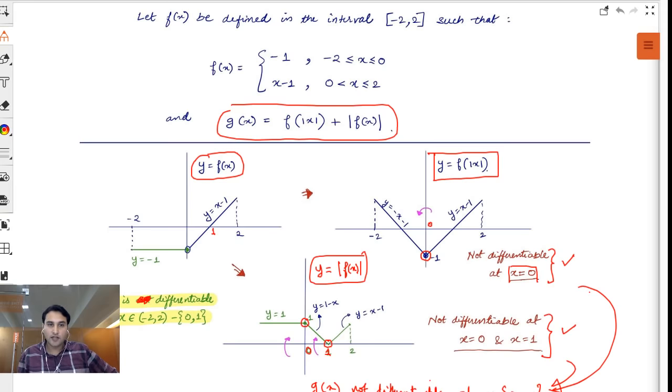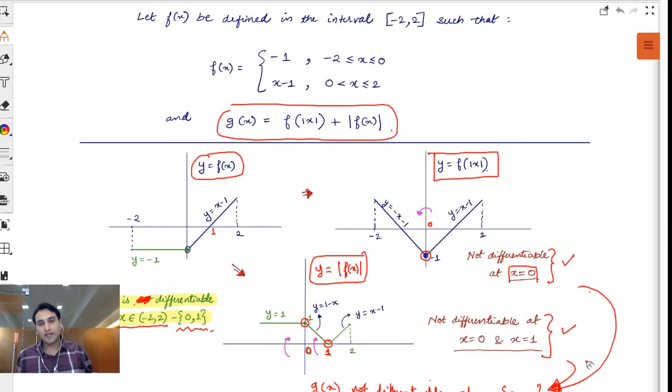So the way to write the answer is, yes Baba, f(x) is differentiable everywhere between -2 and 2 except 0 and 1. f(x) is differentiable everywhere between -2 and 2 except at 0 and 1. Got it? Did you understand or not? Hope you are following me, right? And hope I am not boring you. Am I? Cool. Okay, okay. Okay. Let's go.